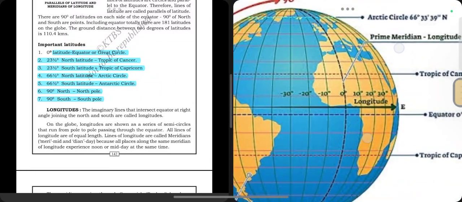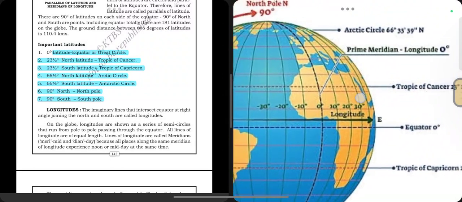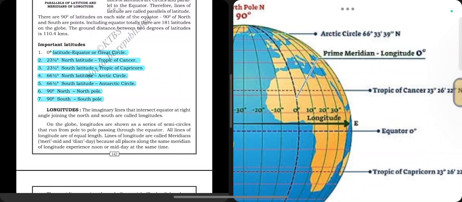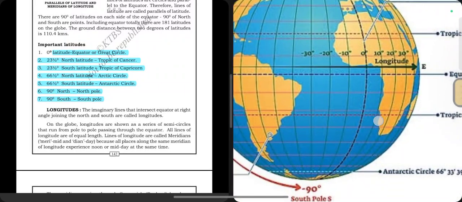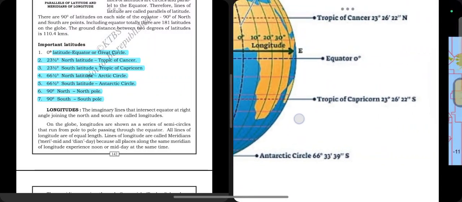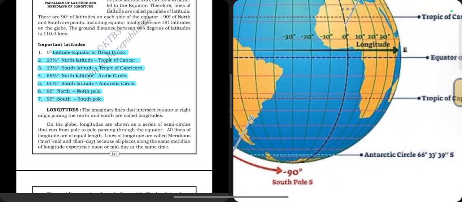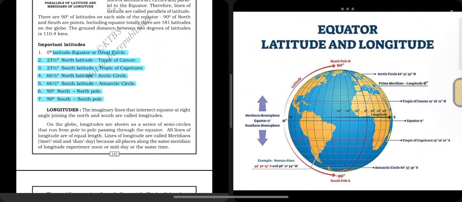If you go to the north, the Tropic of Cancer, the Arctic Circle, and the North Pole. These three are important. If you are coming to the south, the Equator, Tropic of Capricorn, Antarctic Circle, and the South Pole. These seven parts are very important.